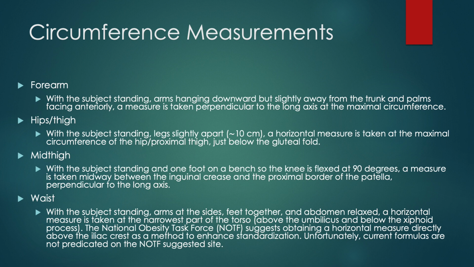And then for our waist, we're going to have our subject standing, arms at their sides, feet together, abdomen relaxed, and we're going to find the narrowest point of the torso. So above the belly button and below the xiphoid process. Okay, and we're going to measure that for our waist. So there's different formulas and different sites that we talked about earlier, but for our purposes, we're going to take the narrowest part from above the umbilicus and below the xiphoid process.